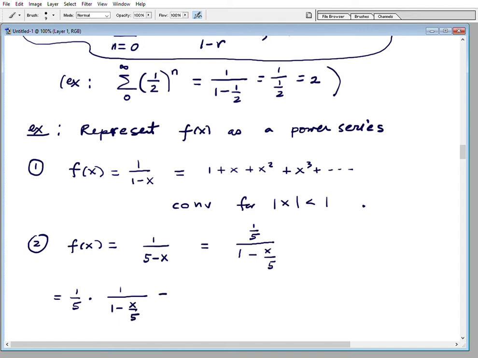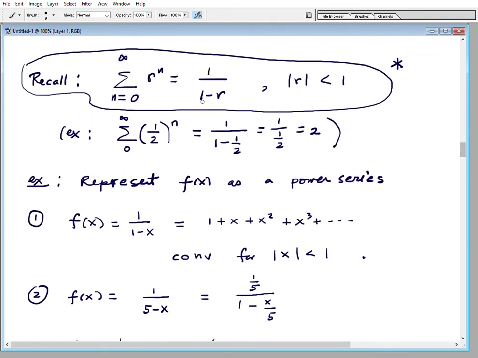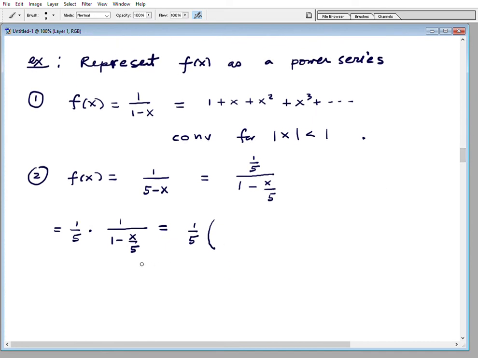All right, and now we can write this as 1/5. I'll leave this on the outside. And here we have, just replace this with the geometric series. Again, use this relationship one more time, except now we're going to replace r by x over 5. Okay, so this is our r. 1 over 1 minus r, this time r is x over 5. So we have 1 plus x over 5, x over 5 squared.